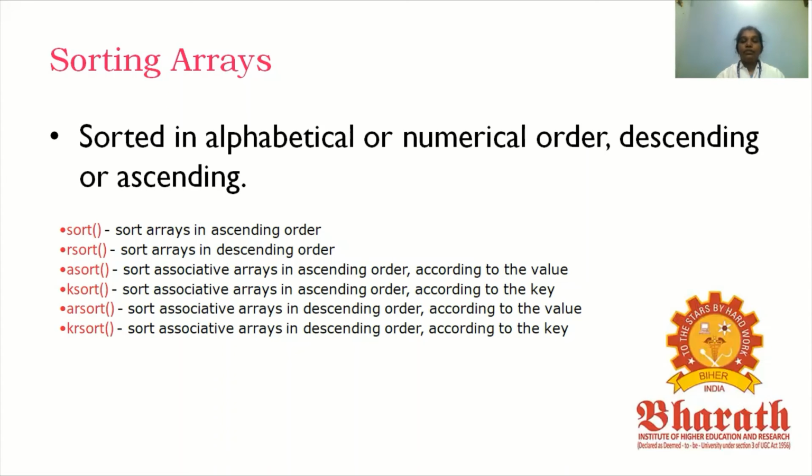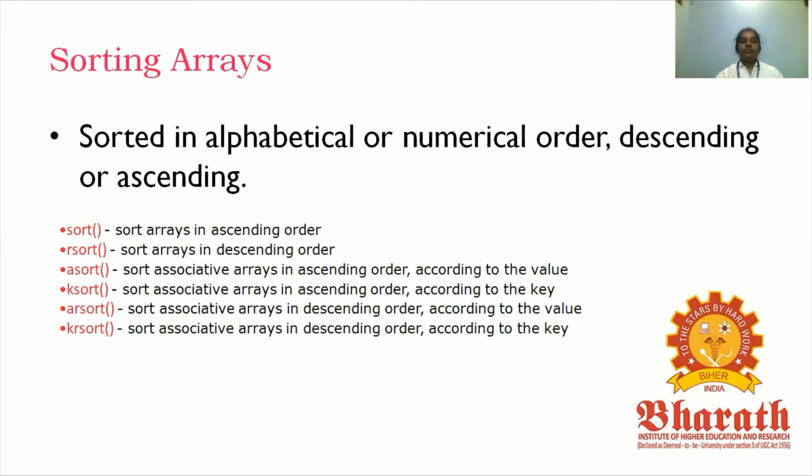So how many functions are we going to discuss? Six functions: sort, which is a normal sort; r means reverse sort; a means value; and k means key. The first two sorting functions are used for indexed arrays, and the remaining four functions (asort, ksort, arsort, krsort) are used for associative arrays.